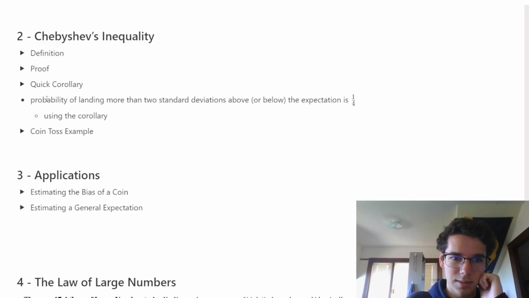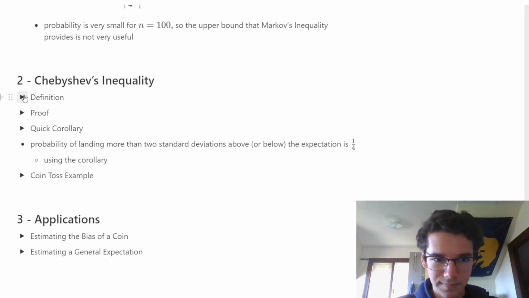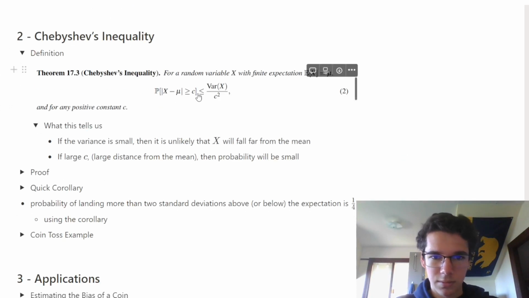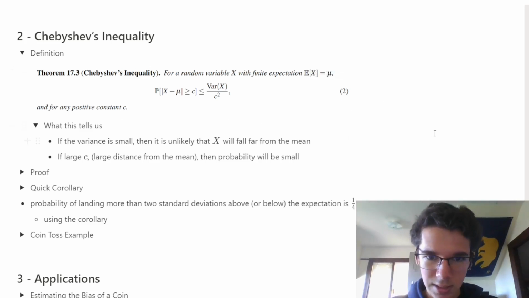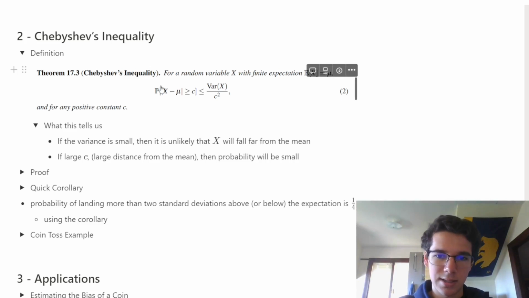So we're going to use something called Chebyshev's inequality to refine our calculations. What is the definition? For a random variable x with a finite mean or expectation, and a positive constant c, this is saying that the probability that the difference between the random variable and the average is greater than or equal to c is less than or equal to the variance divided by c squared.